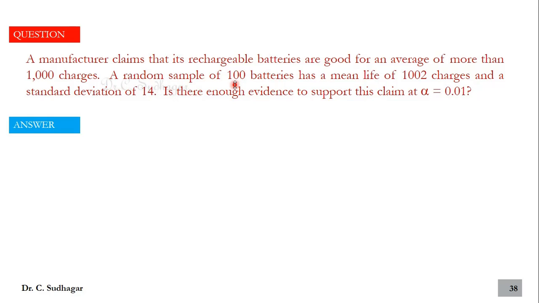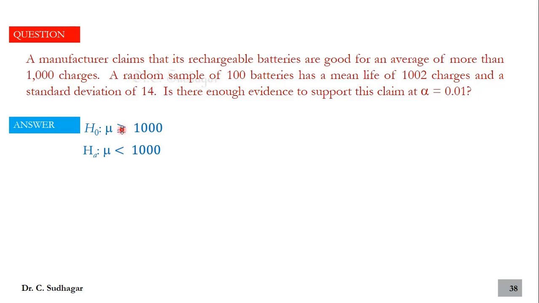So first thing is, we are deciding that for this question Z is a suitable test. Now we frame the null hypothesis. What is a null hypothesis? Null hypothesis is whatever the company is saying, that is going to be the null hypothesis for us. There is no change. That means the company is claiming that the batteries are good for an average of more than 1000 charges. That is the company's claim, that is correct.